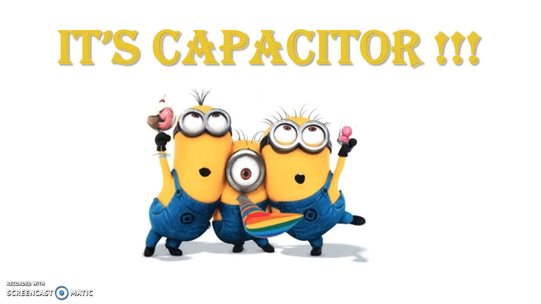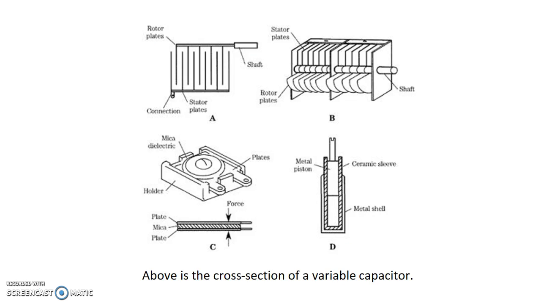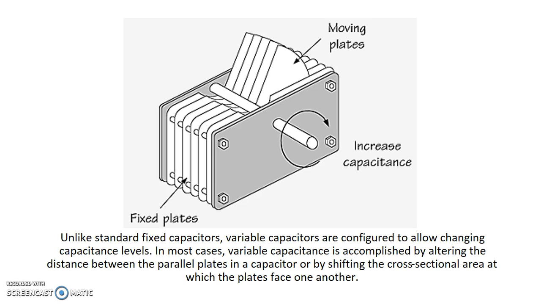Variable capacitor. A variable capacitor is a capacitor whose capacitance may be intentionally and repeatedly changed mechanically or electronically. Above is a cross-section of a variable capacitor. Unlike standard fixed capacitors, variable capacitors are configured to allow changing the capacitance levels.